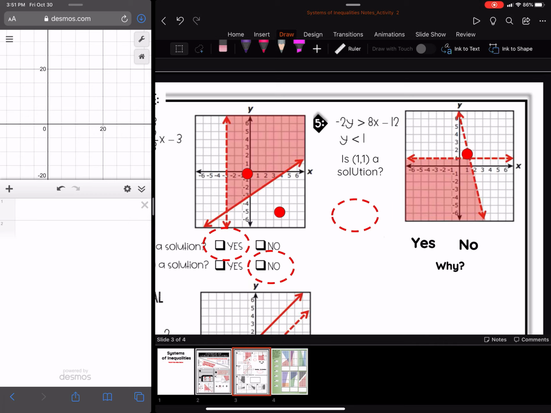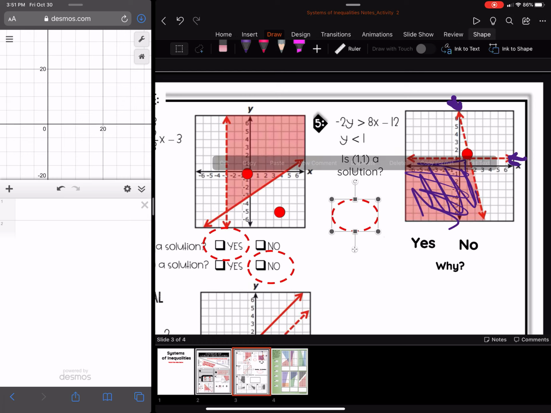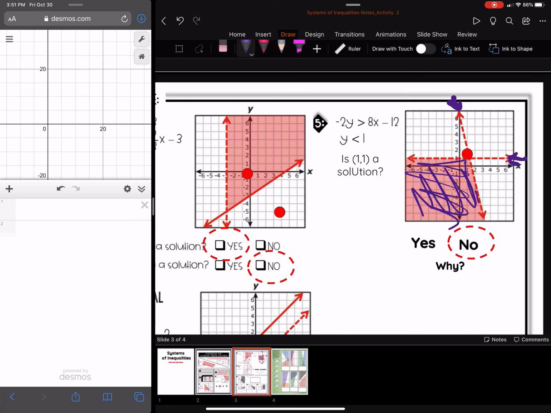What kind of line is that right there? That is a dotted line. Dotted line means, hey, this right here is not part of the solution, but anything down here is. And this line right here is not part of my solution, but anything in this direction is. So the point on that dotted line is not part of the solution. Now, if it was a solid line, then we could answer yes, absolutely. But because it is a dotted line, we would say no, that is not part of the solution, because it lies on a dotted line.